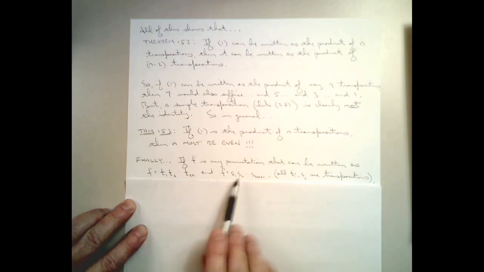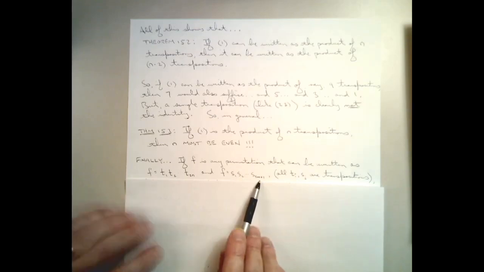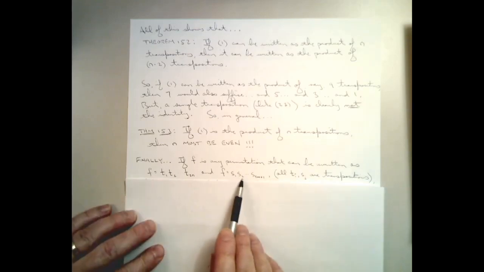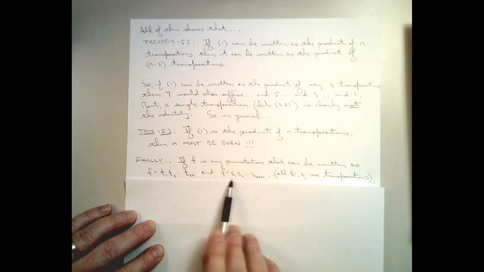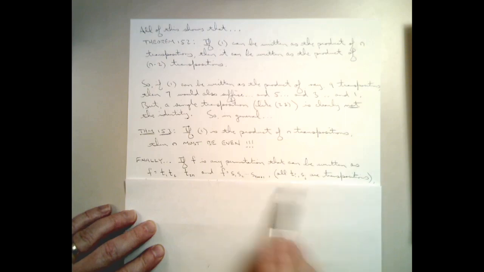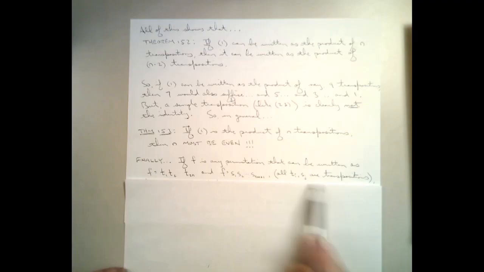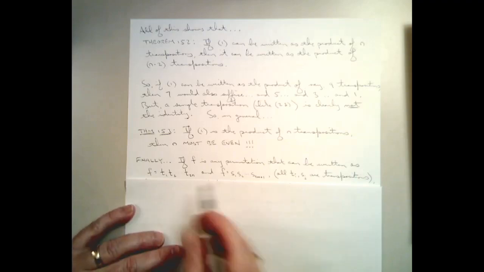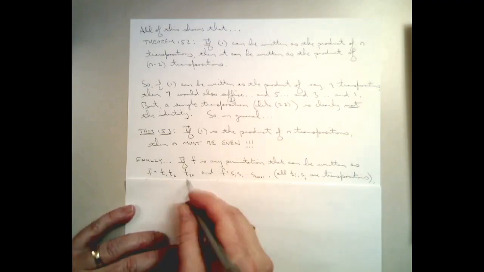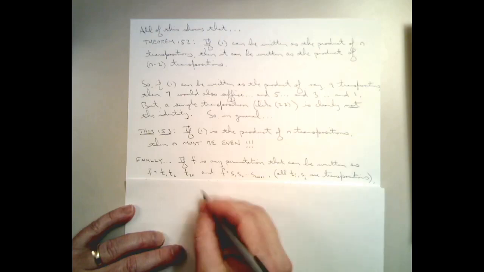And let's say it can also be written as the product of an odd number of transpositions, right? So I'm using S1, S2, and then S sub 2m plus 1. That's an odd number. So I'm indicating that this is an odd number of transpositions here. So all my T's and my S's are transpositions. Well, if I can do that, notice that, well, I don't know if we've pointed this out before or not, but it's pretty straightforward.